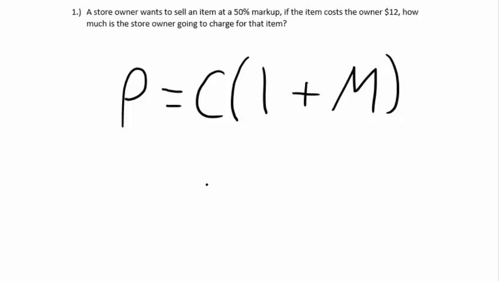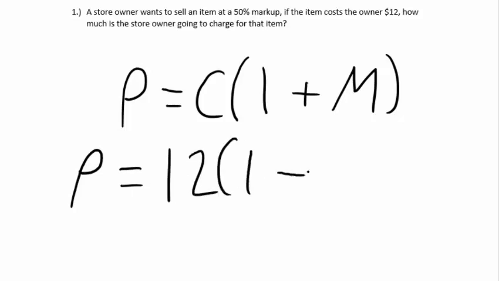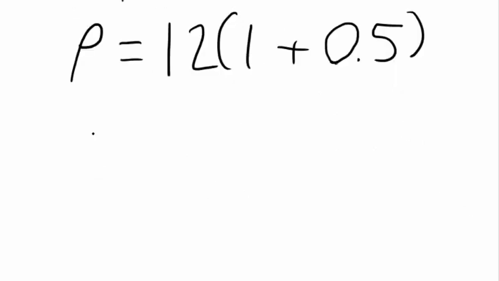So if we plug in what we were given, we have price equals a cost of $12 times 1 plus 50%, or 0.5. And if we plug this into a calculator, we would charge whatever good we are selling at a price of $18. So given a 50% markup and an item that costs us $12, we would charge a price of $18 to the public.